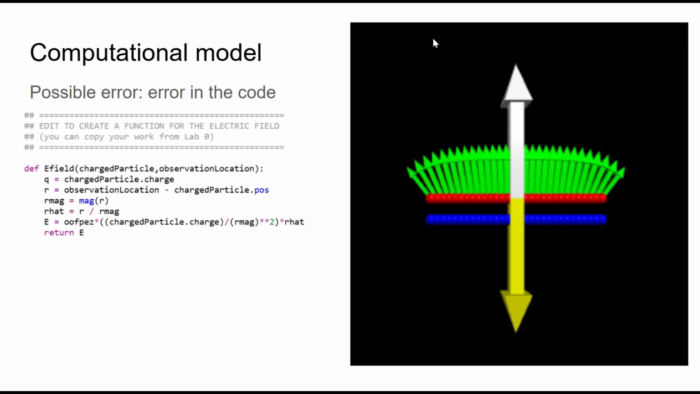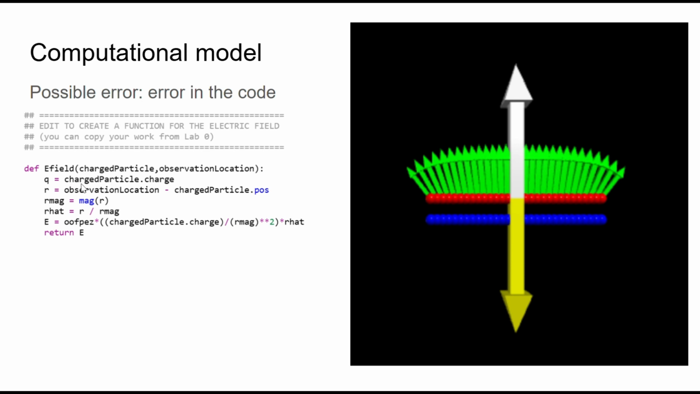Oh, so this is a computational model. This is kind of what it looks like. So possible error would just be errors that I made in the code. So starting off, I'll show you the rest of the code later, but this is kind of what we did in lab 0. It's just a function for the electric field.